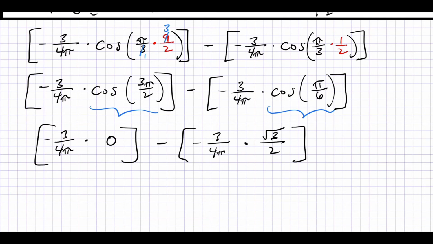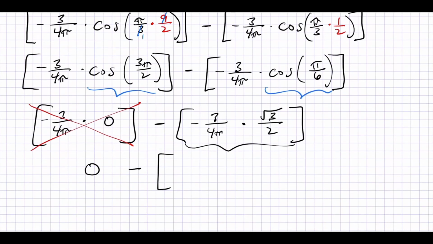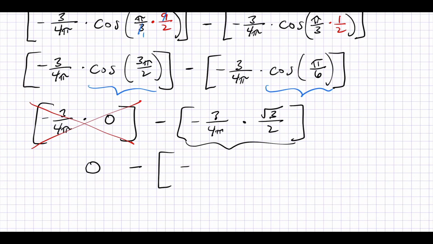So anytime you get 0, it's nice because it cancels everything out. This guy here is just going to completely go away because 0 times anything is just 0. So I have 0 minus, and then here I can't even do any cross multiplication or cross canceling. So I'm going to get -3 times root 3, and then I'm going to get 8 pi. Multiply straight across.